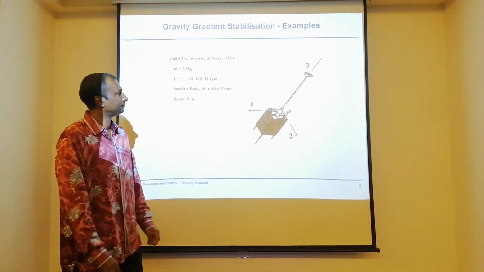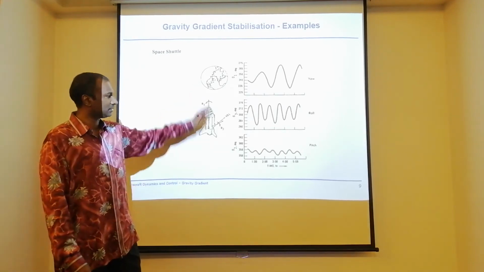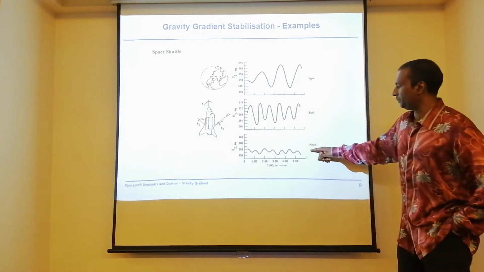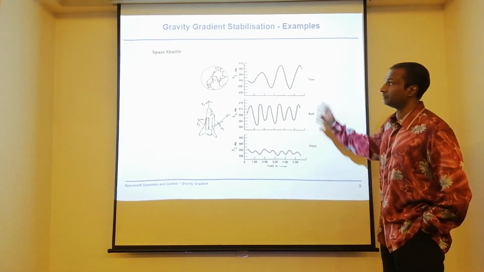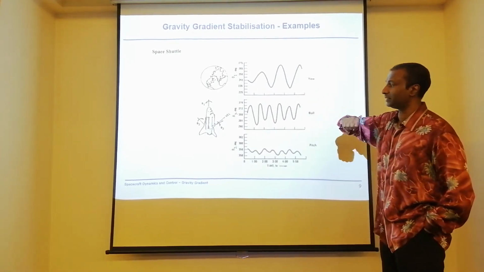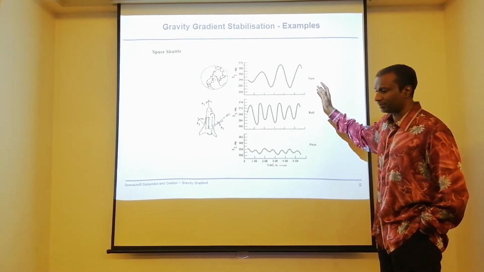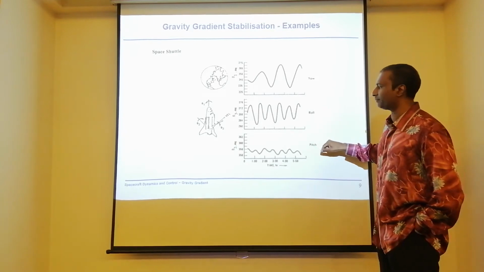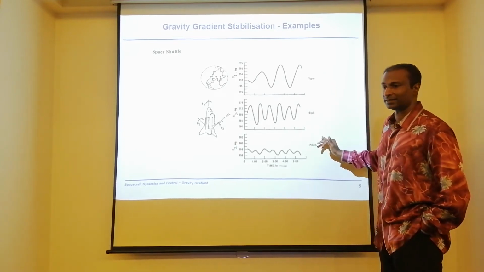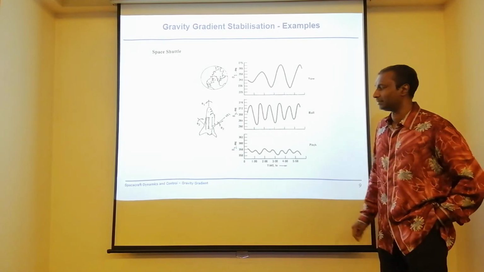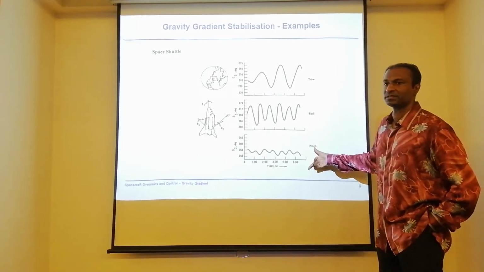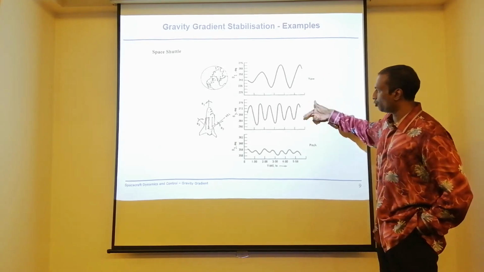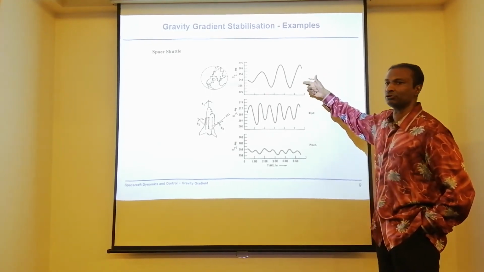Alright, go on. If you look at actual results, pitch oscillates very, very high. The gravity gradient, this is actually the Space Shuttle's performance, but it is also valid for any other spacecraft in terms of the influence on each axis from gravity gradient stabilization. Pitch suffers the highest. Then comes the roll. The last is going to be the yaw.